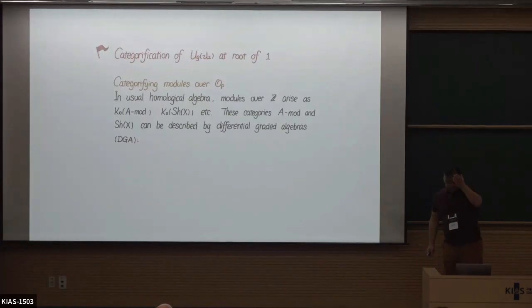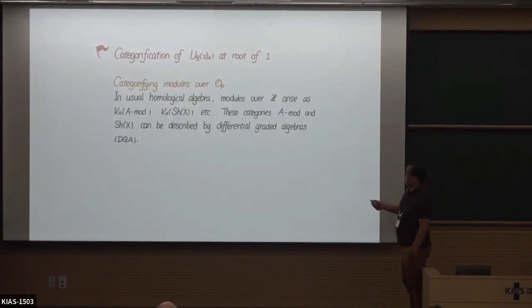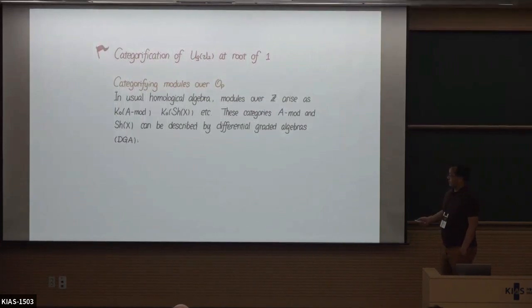So let's again resort to the usual homological algebra for some hint. In the usual homological algebra, how do you build interesting invariants as abelian groups? Whether it's taking homology or K-theory of some category, usually interesting modules arise as invariants of varieties or categories in this way. So it's K0 of some abelian category that can be written as A-modules, or K0 of some sheaf category, whether it's coherent sheaves or constructible sheaves, doesn't matter.